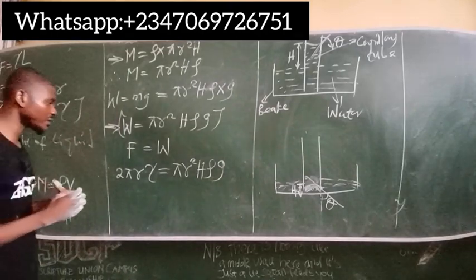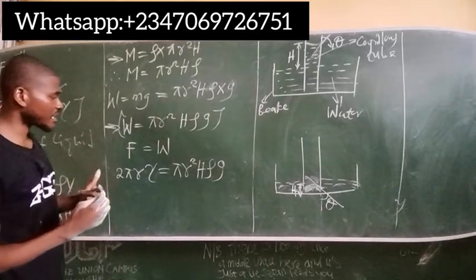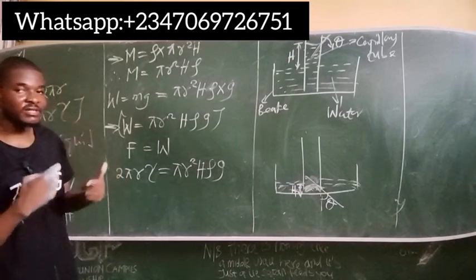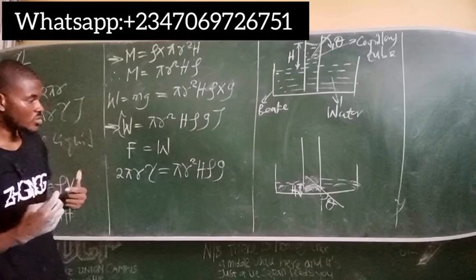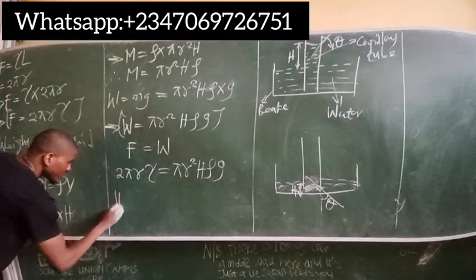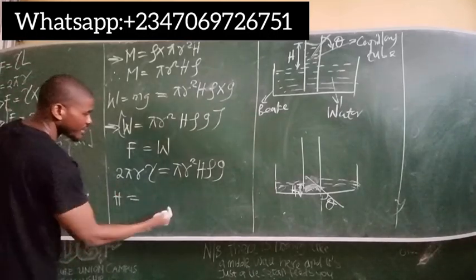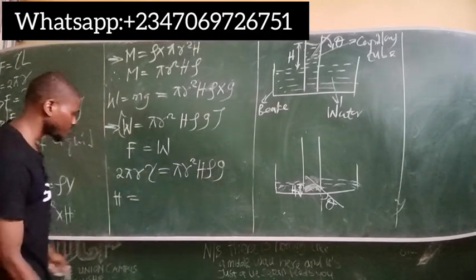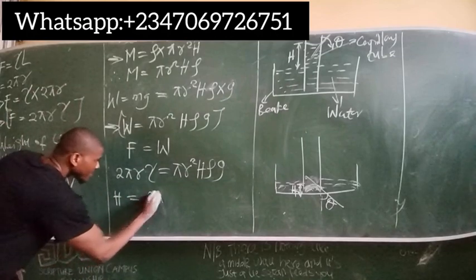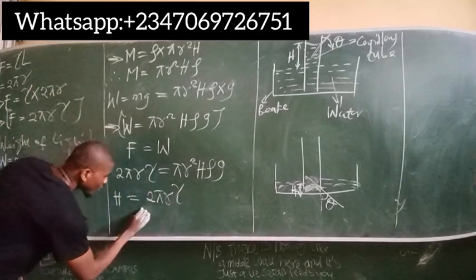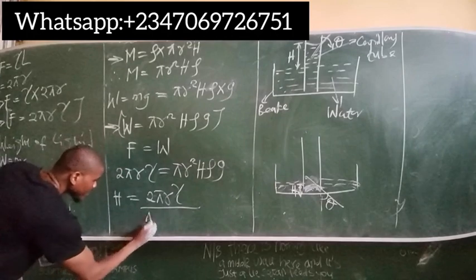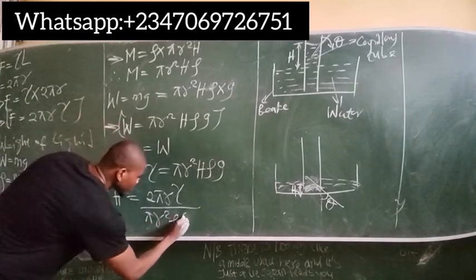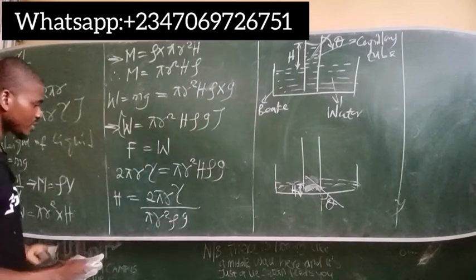So to obtain this capillarity action, like I said, capillarity simply means the rise or fall of liquid in the capillary tube. So it talks about the variation in the height. To obtain the height h, we simply make h the subject of the formula by dividing through this equation by pi r squared rho times g. So we simply have 2 pi r times surface tension all over pi r squared rho times g.